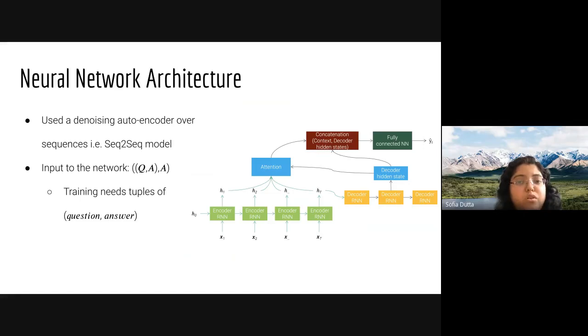So among the words of the question and the answer, there is no one-to-one relationship, and there is no one-to-one mapping. They might not be the same, and also the question and the answer length can vary.